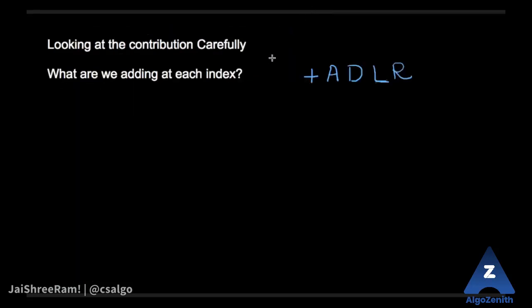So let's have a look at the contribution carefully to solve this problem. You need to add plus A D L R. This is a very generic term. We need to look at what this actually adds at every index. The first term is A, then A plus D, A plus 2D. So if you write a general term, the array ARR of I gets the addition of this value in the range L to R. This is only true in the range L to R. So this is the contribution you're getting at the ith index.